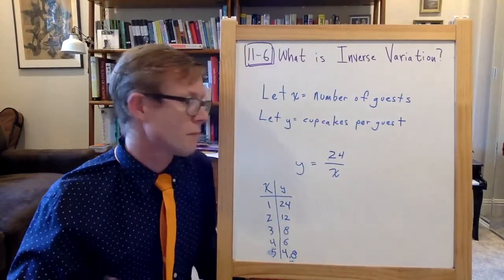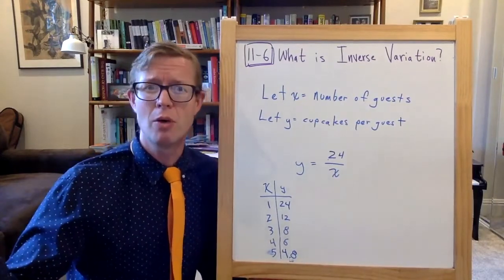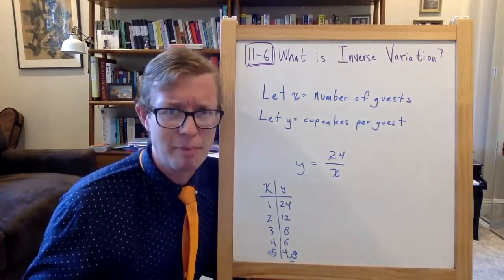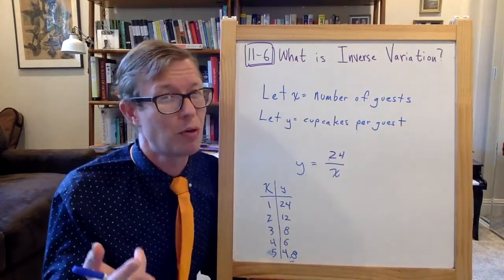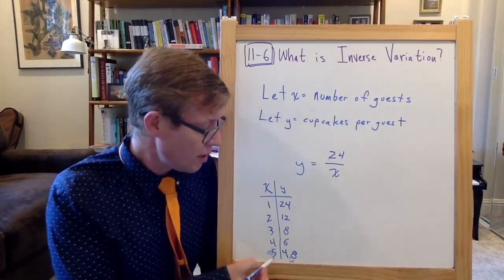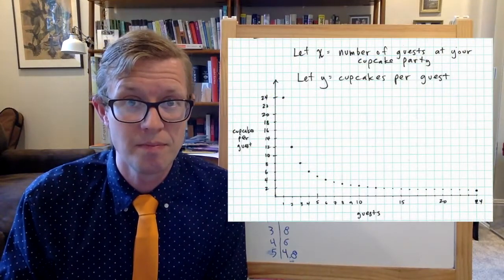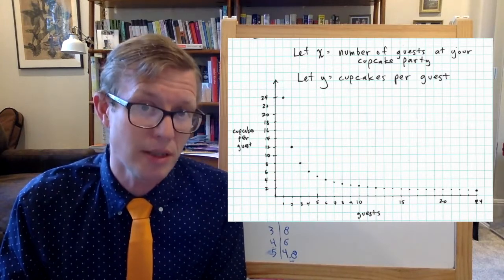If I had, let's say, 24,000 people that seem to show up, they would only get tiny little crumbs. It would work. So it would be a graph that looks like this. As x increases, y approaches 0.